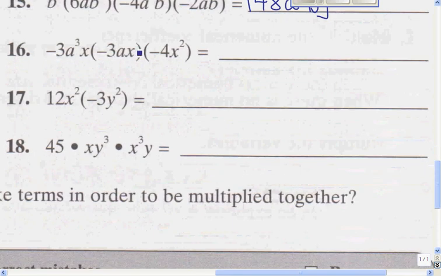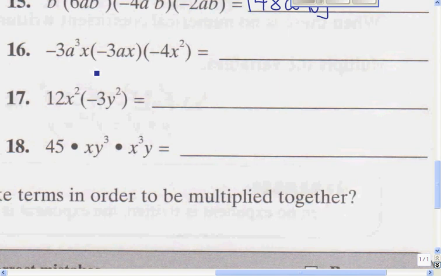I've got 1, 2, 3 negatives, so that's an odd number of negatives. So I know my answer is going to be negative. Now that I know my sign, I'm going to figure out what my numbers equal. 3 times 3 is 9, and 9 times 4 is 36. So I know my number is 36.